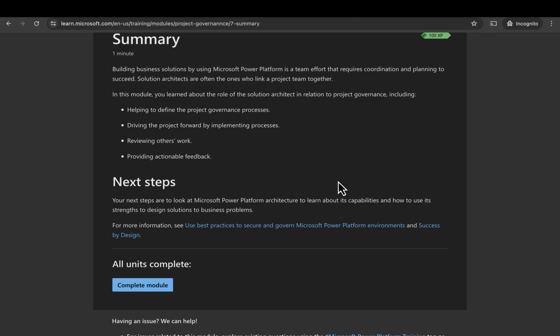Next steps. Your next steps are to look at Microsoft Power Platform architecture to learn about its capabilities and how to use its strengths to design solutions to business problems. For more information, see Use Best Practices to Secure and Govern Microsoft Power Platform Environments and Success by Design.